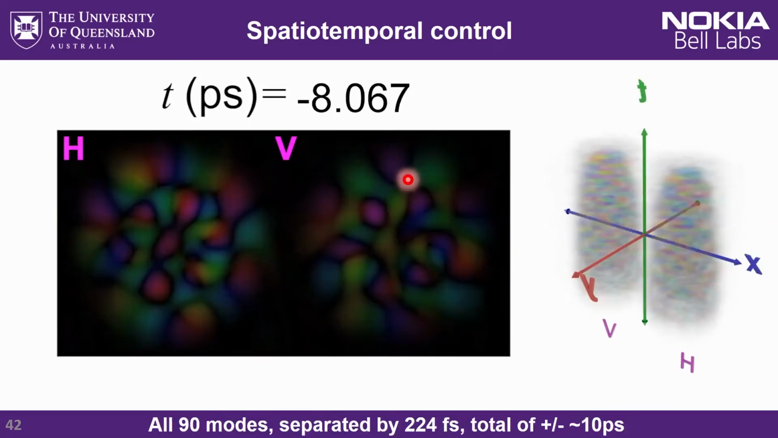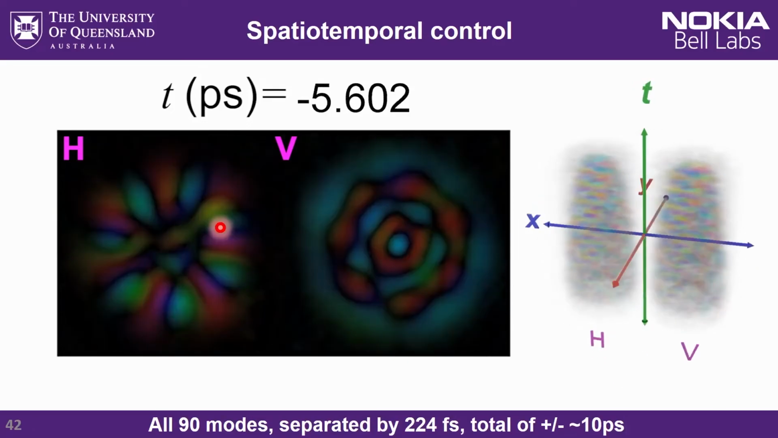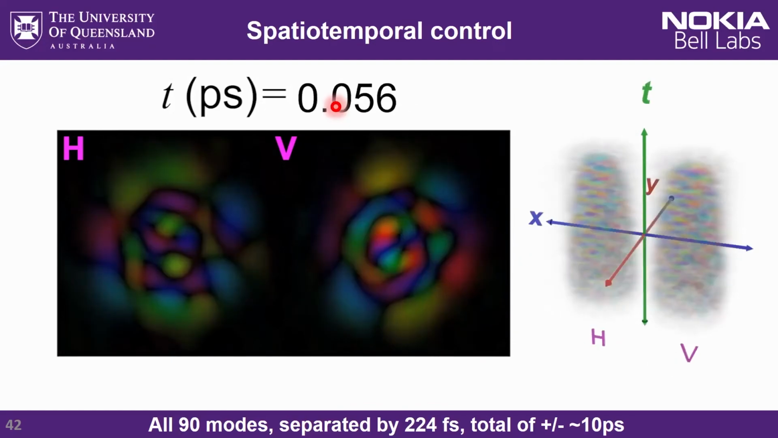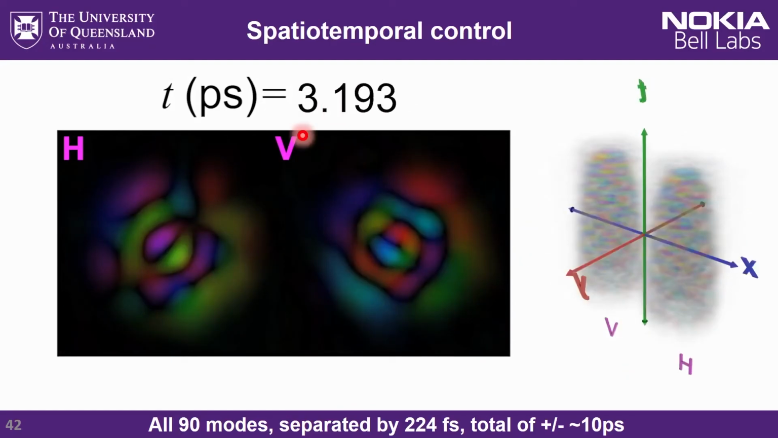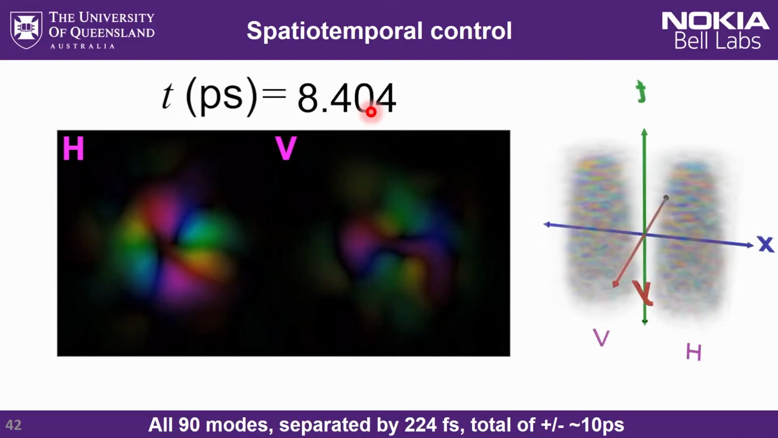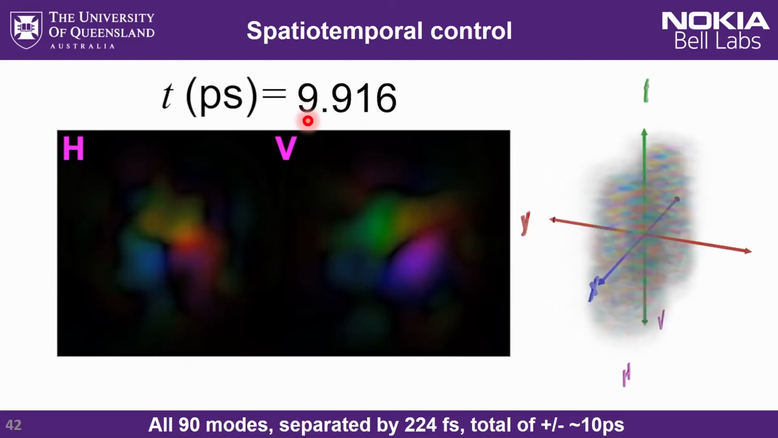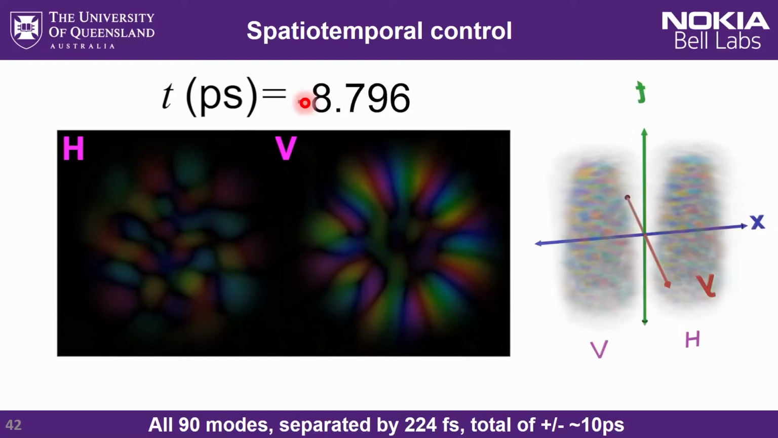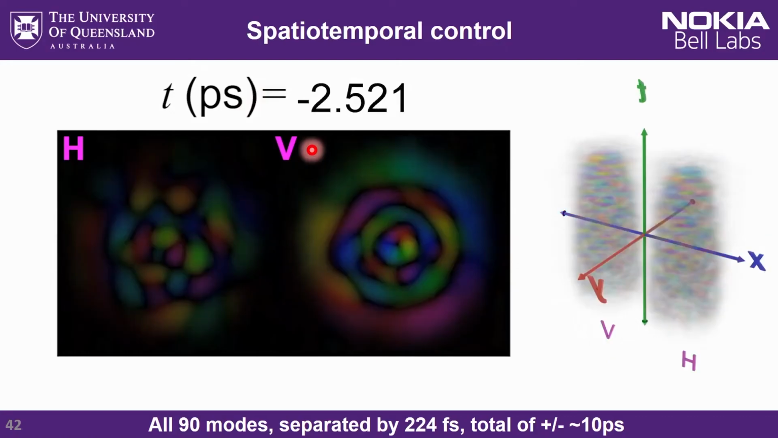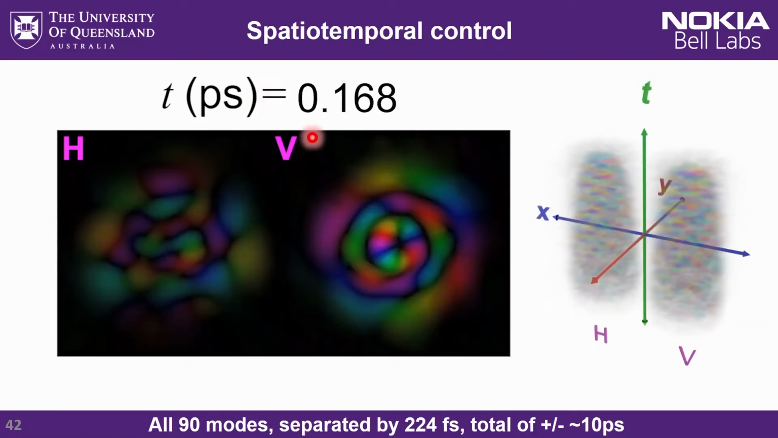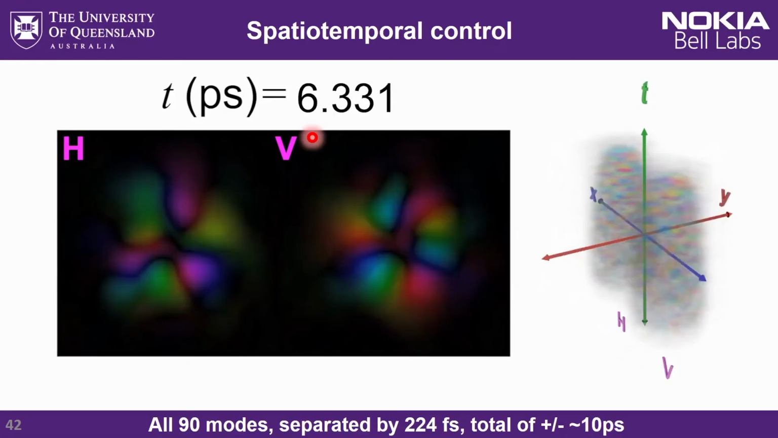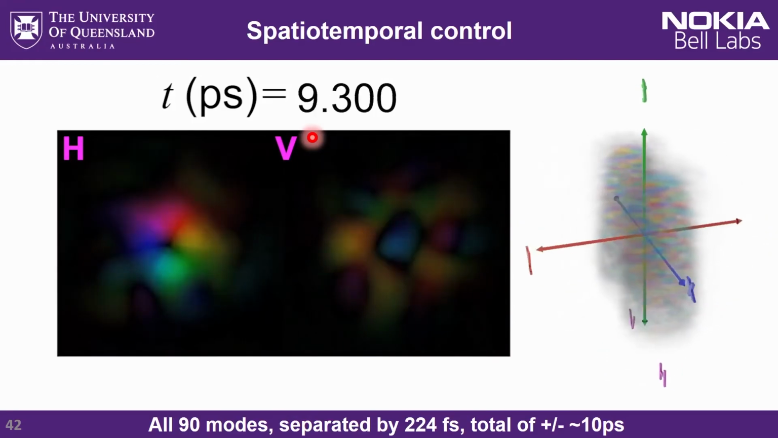In this example, we generate all of the 90 modes separated by 230 femtoseconds within 20 picoseconds, alternating the polarization state on which the mode is imaged between each time step. I'm going to repeat this one. So all the modes have been generated now.